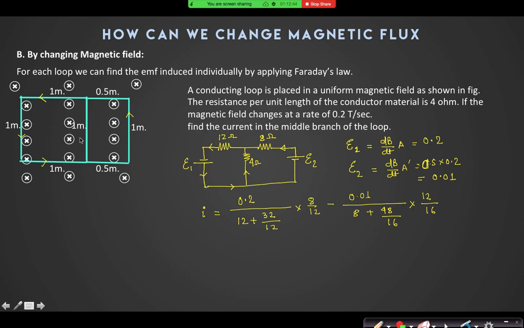Similarly, the current is coming from downward. So total EMF divided by total resistance is 8 plus. Now 12 and 4 are in parallel because I have shorted E1. So it is 48 by 16. And I have to multiply it, since the current is distributing in 12 to 4 ratio. So 12 by 16. That should be the answer of this question. Now you can solve it.